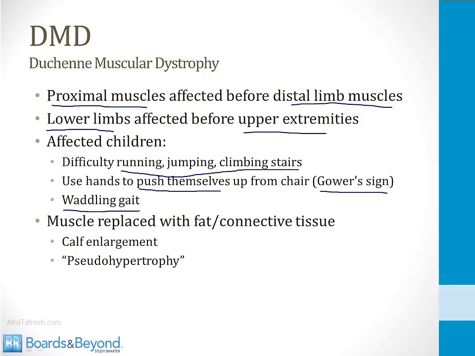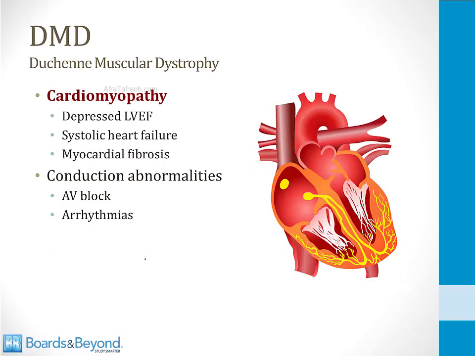In addition, they are classically described as having a waddling gait. Basically, they are using the lower parts of their legs to waddle because the upper parts of their legs have become weak. And then finally, the muscle eventually becomes replaced with fat and connective tissue, and this can result in apparent enlargement of the calf. This is called pseudohypertrophy. Many children with Duchenne muscular dystrophy eventually develop a cardiomyopathy. That's why I take care of a few children with this problem.